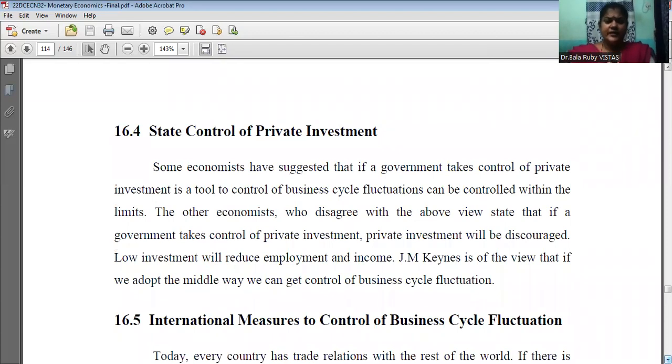Now let us concentrate on the state control of private investment. See, some economists have suggested that if the government takes control of private investment, it is a tool by which business cycle fluctuations can be controlled within limits. The other economists who disagree with the above view say that if the government takes control of private investment, it will be discouraged. Low investment will reduce employment and income. J.M. Keynes is of the view that if we adopt the middle way, we can get control of business cycle fluctuation.